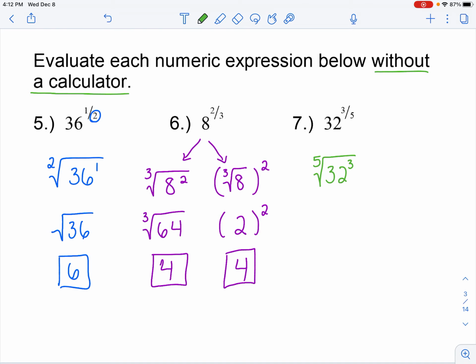No fun. So instead, I'm going to move the exponent to the outside, and I'm going to figure out what the 5th root of 32 is. Now, the 5th root of 32 is just a 2. And I can do 2 cubed without great difficulty. Way easier than trying to figure out 32 to the 3rd power and then the 5th root of that ginormous number. Okay? Let's take a look at a few more examples.